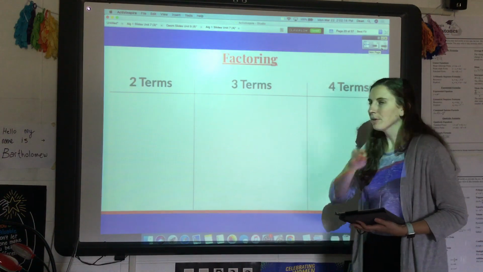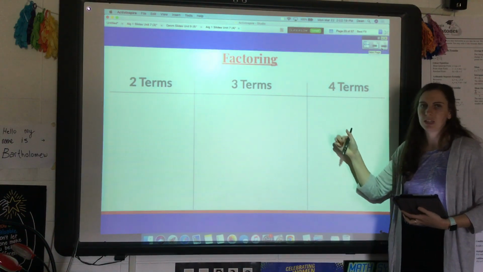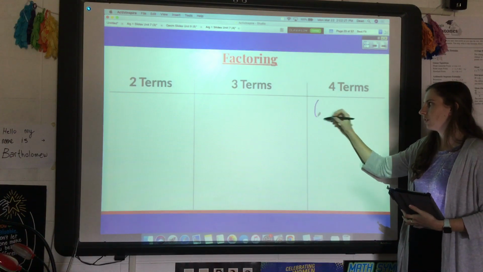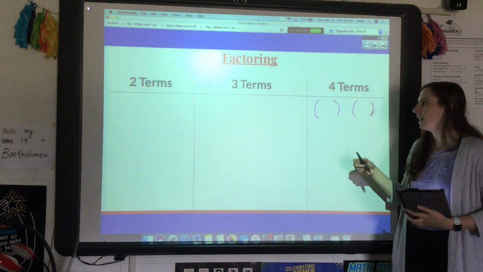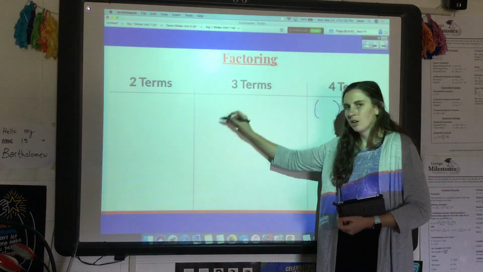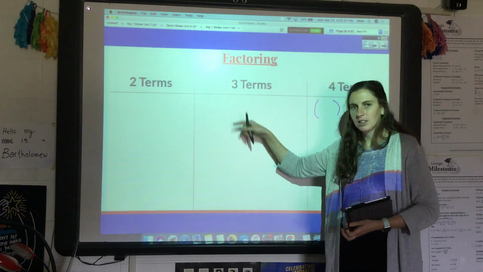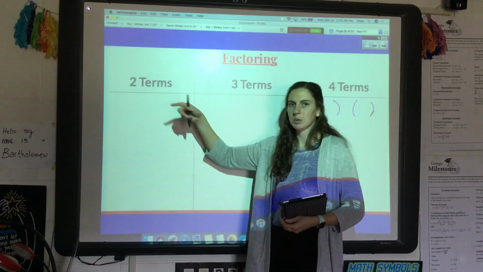So, remember factoring depends on how many terms you have. With 4 terms, we did grouping methods, so we grouped the first 2 and the last 2 together and then factored out a GCF from both, and so on. With 3 terms, we did the rainbow method, and then you might need to divide or slide. And we're going to focus today on 2 terms.